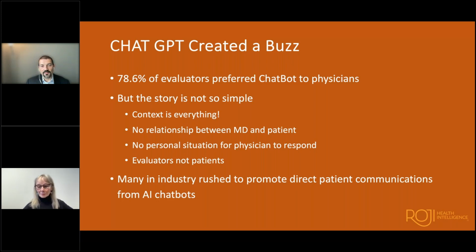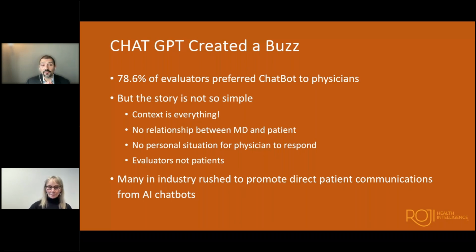The other piece, and this is the most important piece, is that the evaluators aren't actually in this study the patients. They aren't considering how it will feel from the patient's perspective to learn about an issue, a risk factor, a diagnosis from a chatbot versus what it's going to be to learn about it from a clinician.